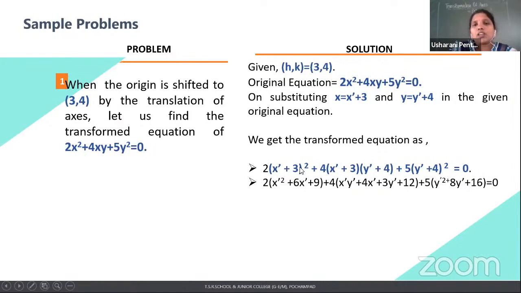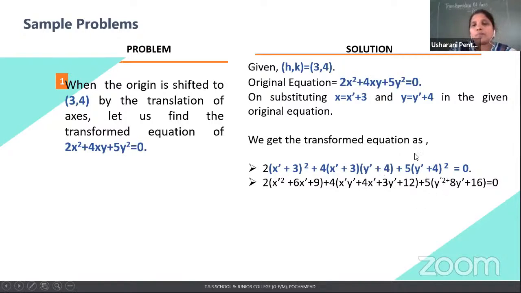Next, here we have (x dash plus 3) whole square, which is in the form of (a plus b) whole square. What is the expansion of (a plus b) whole square? It is a square plus 2ab plus b square. Here we are just doing that. That is, 2 times (x dash plus 3) whole square can be written as x dash square plus 6x dash plus 9, plus 4 times: we multiply these two, x dash into y dash is x dash y dash, plus x dash into 4 is 4x dash, plus 3 into y dash is 3y dash, plus 3 times 4 is 12.